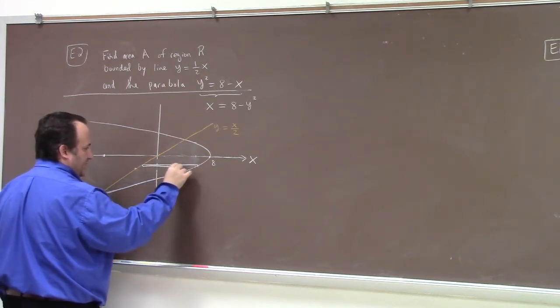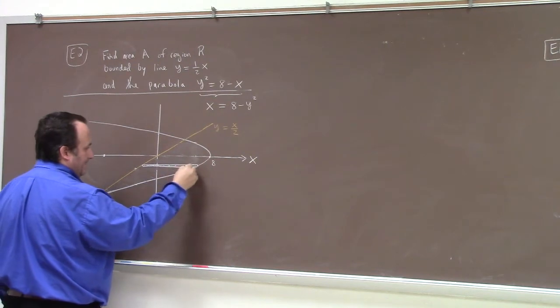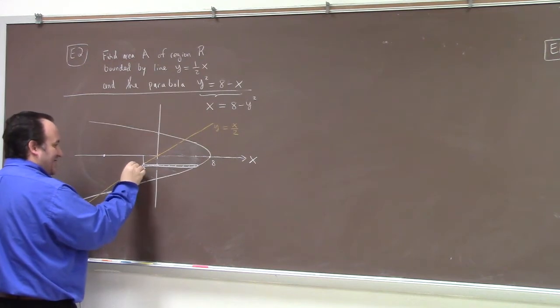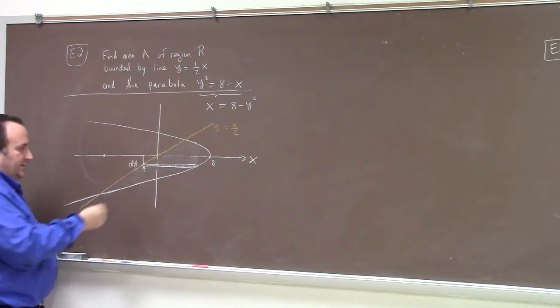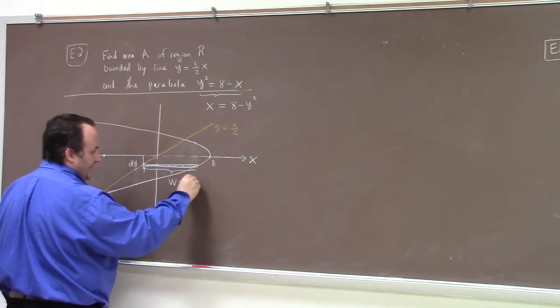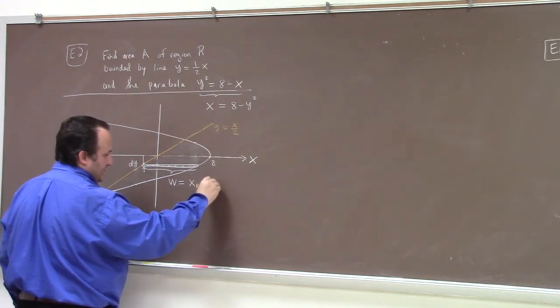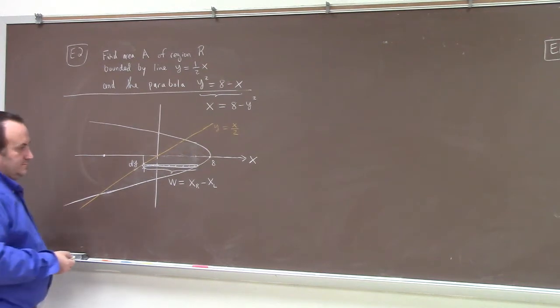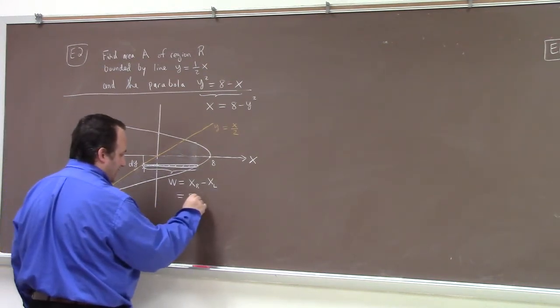So I'm going to think of my typical infinitesimal rectangle like so. And of course, my infinitesimal rectangles, I always draw very, very big. It's a guide for understanding, right? So the thickness is dy, and the width would be the right x minus the left x, right? And you'd like to write those in terms of y. So what is the right x here? 8 minus y squared, very good.